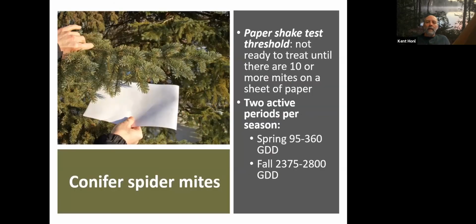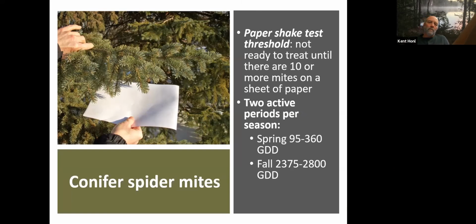So other monitoring, you know, there's conifer spider mites. There's kind of like two shoulders. They're a cool season mite. So we're looking at spring from 95 to 360 degree days, or fall from 2375 to 2800. So in the Twin Cities, we're already past that. You might still find conifer spider mites.